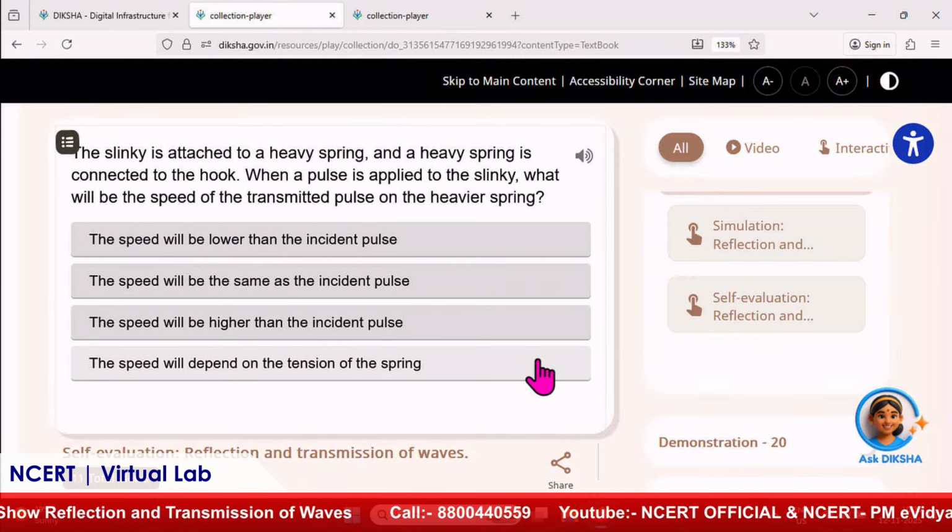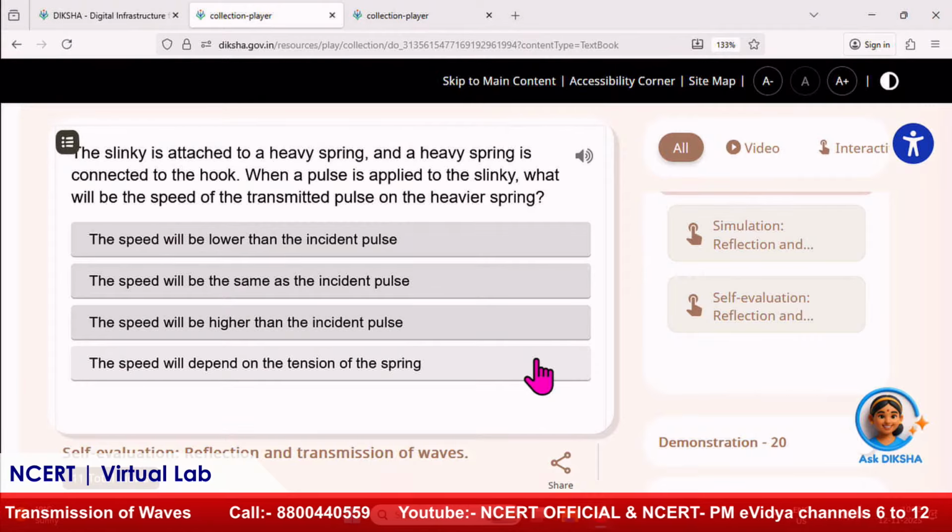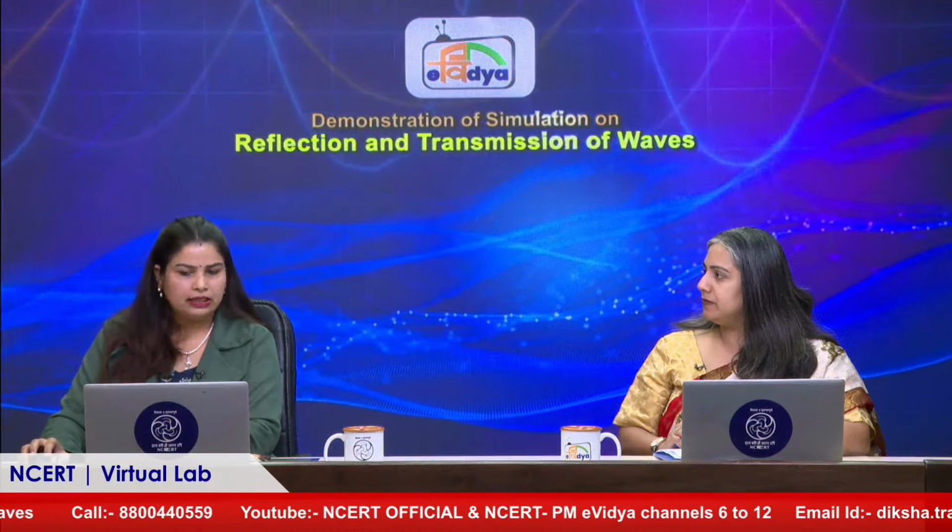I will click any other option just to see what will happen if I tick the wrong one. It gives the instant result that this is wrong and gives you the correct answer as well. How many questions are there in this? There are plenty, I think 15-20 questions, to get a proper understanding of this entire concept.